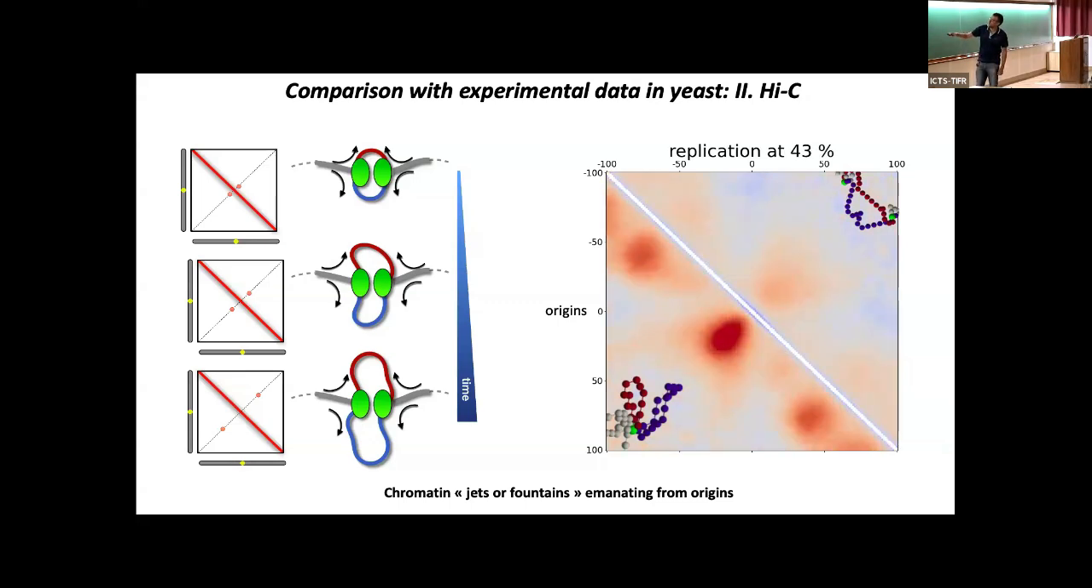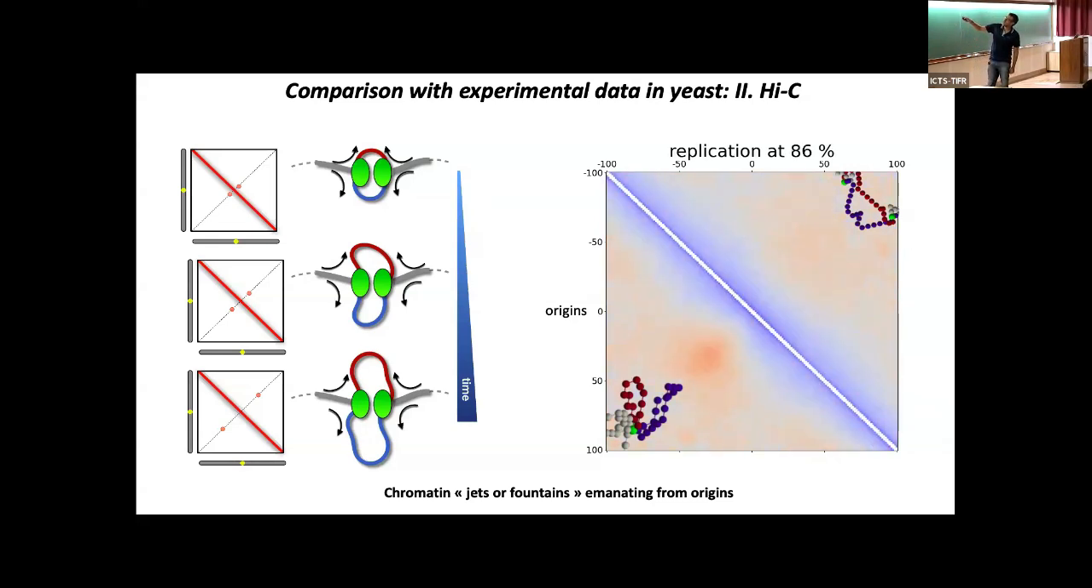So this is in the sister fork interaction system. This is in the no interaction system. And you see that as a function of time, you have the kind of fountains or jets that are appearing, that are propagating because the replication bubble is increasing, and then that's fading when your replication is done. While in the case where there is no interaction, you have slight signals here, but it's not very clear.